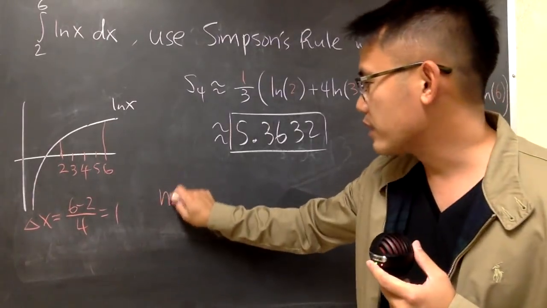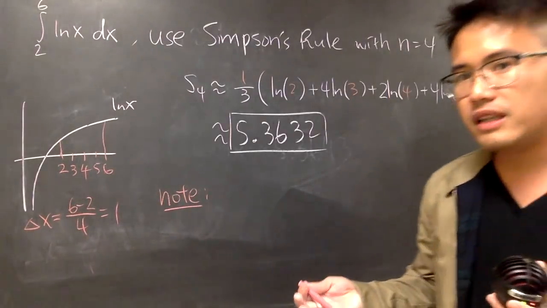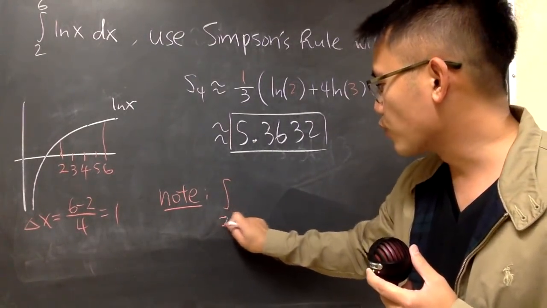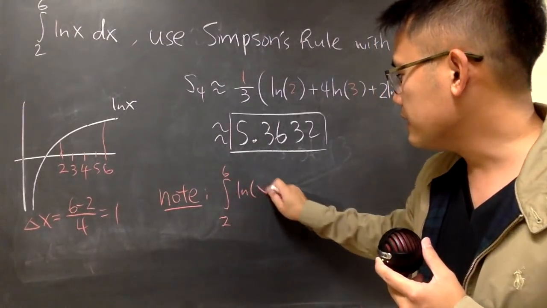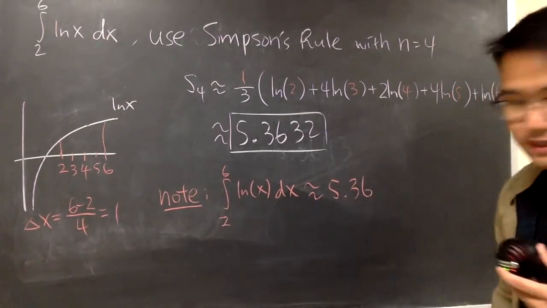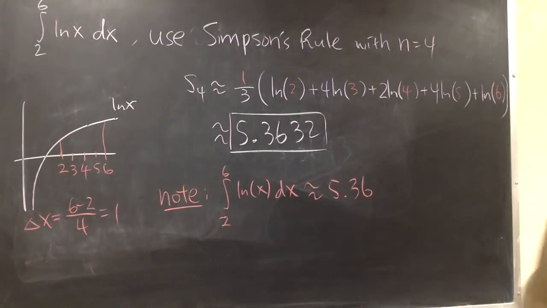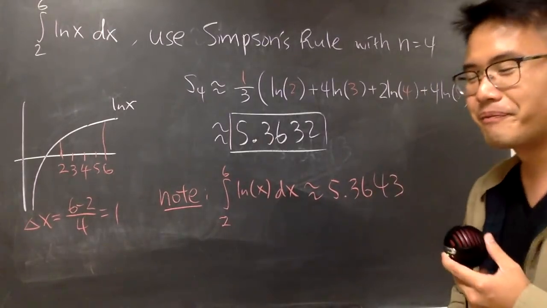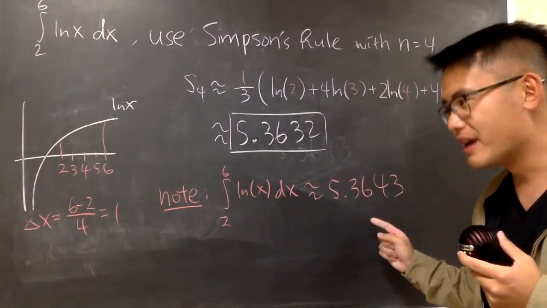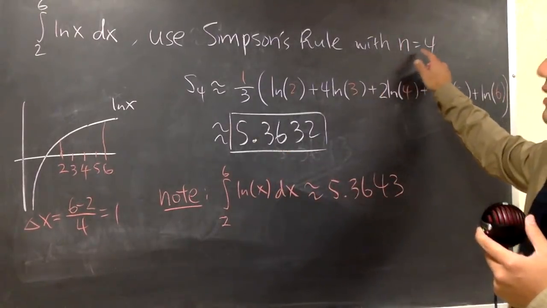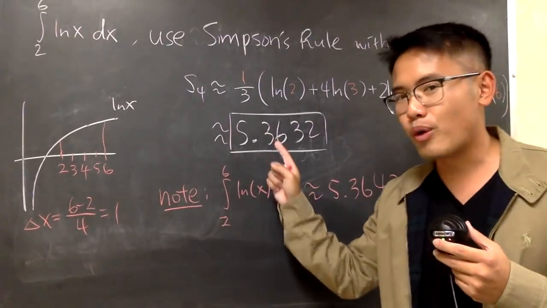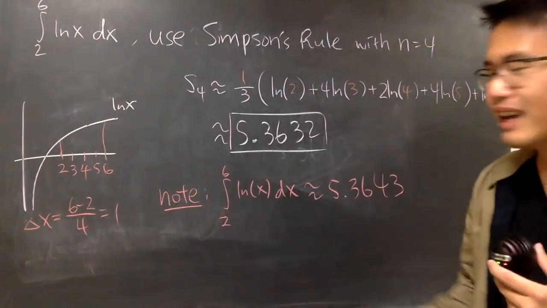And I just want to make a note right here. If you use a TI-84 or any kind of computer software, perhaps you will get the value for the integral from 2 to 6 of natural log of x dx. This right here, you get approximately 5.364.3 after that. And as you can see, this right here is pretty close to this right here. And the beauty is that we only use n is equal to 4 in this case. Imagine if you use n is equal to 10, this approximation would be so much better. But at the moment, this is it.